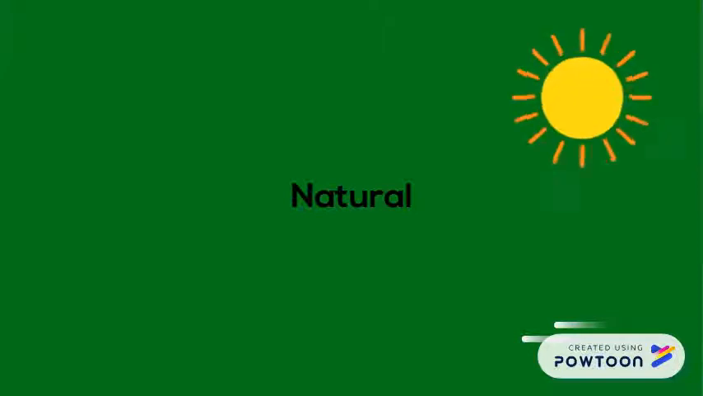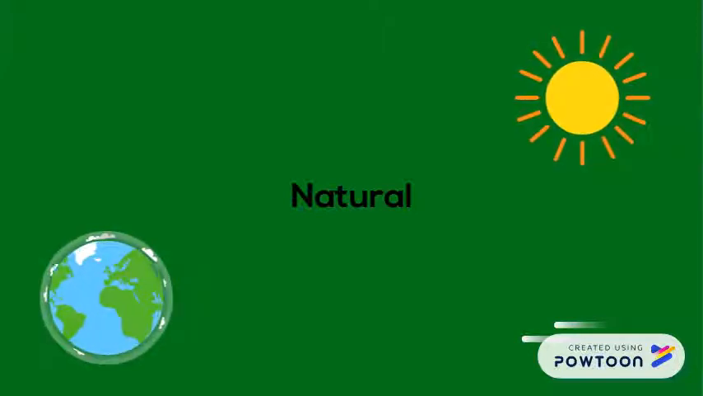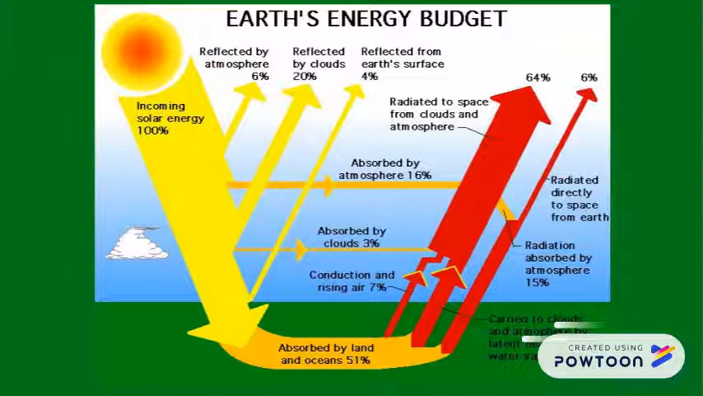This occurs when the sun's energy reaches the Earth's atmosphere. Some of it is reflected back into space, and the rest of it is absorbed or re-radiated by greenhouse gases. This diagram here shows how the sun's energy is divided in percentages. Like I stated before, some is reflected back into space, some is absorbed by the Earth, and some is re-radiated.